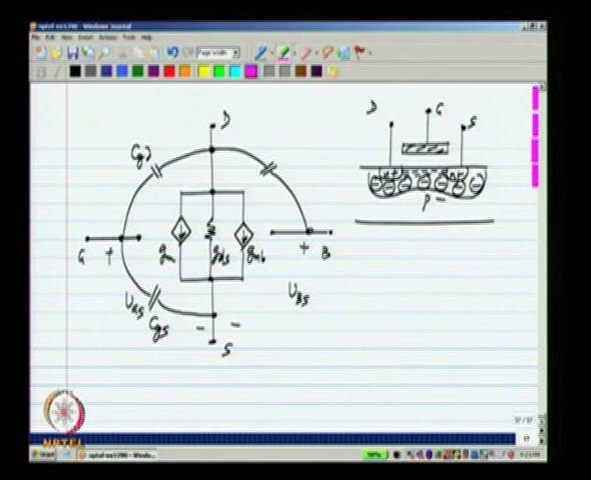Due to the depletion region, there will be a capacitance between drain and bulk, which is CDB, and between source and bulk, which is CSB. Okay. It is primarily due to the depletion region below these diffusion regions. Okay.